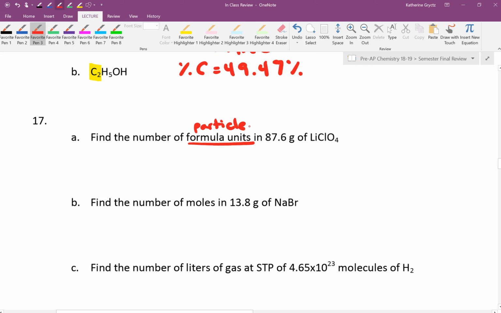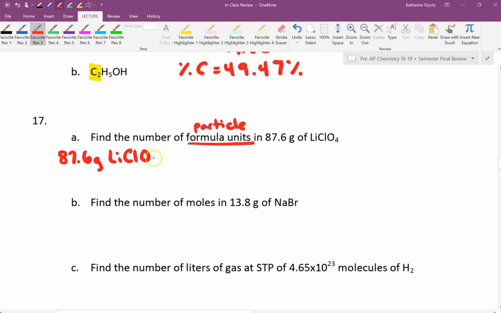chemicals. So LiClO4 is an ionic. We use molecules for covalent and atoms for individual elements. So this is just particles. So we're going to start off with 87.6 grams of the LiClO4. Okay, so the first thing that we've always got to do is get the thing to moles. So we're going to use the molar mass. So you got to add up the molar mass of lithium perchlorate.